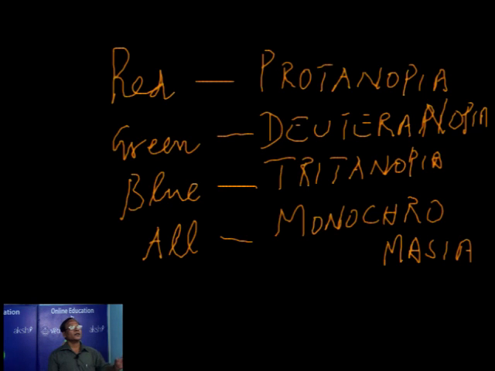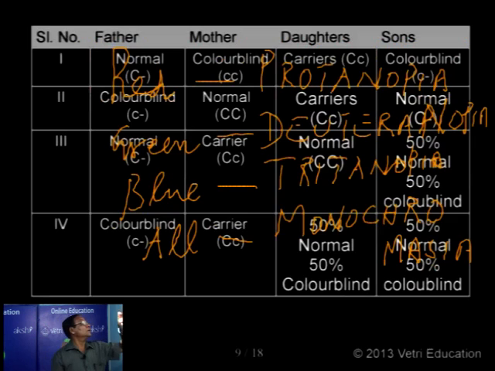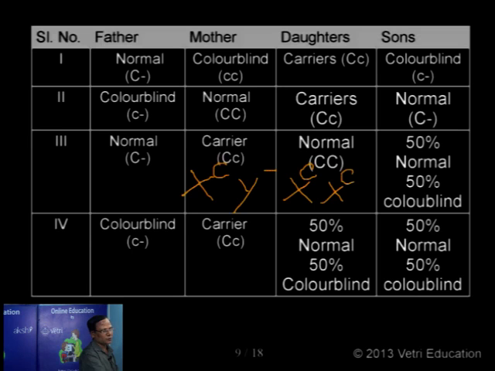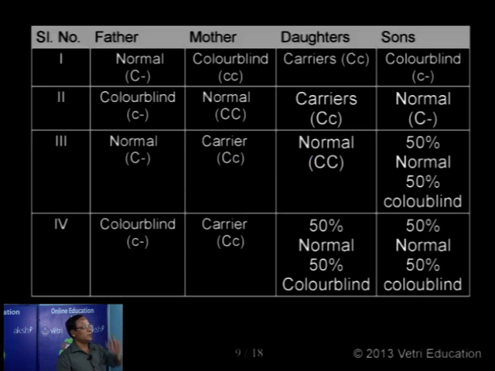Now let us see how the character is transmitted in four different marriages. Then you can answer any question in the problems. Marriage number one. I am taking the father as normal. While representing the genes, it may be represented like this, capital C hyphen, or it may be represented with capital C as a superscript. For example, writing X superscript capital C, Y superscript hyphen. Or in the case of female, for example, capital C, capital C. So the X chromosome and the genes are represented as superscript, or you can simply represent it instead of writing the X chromosome.